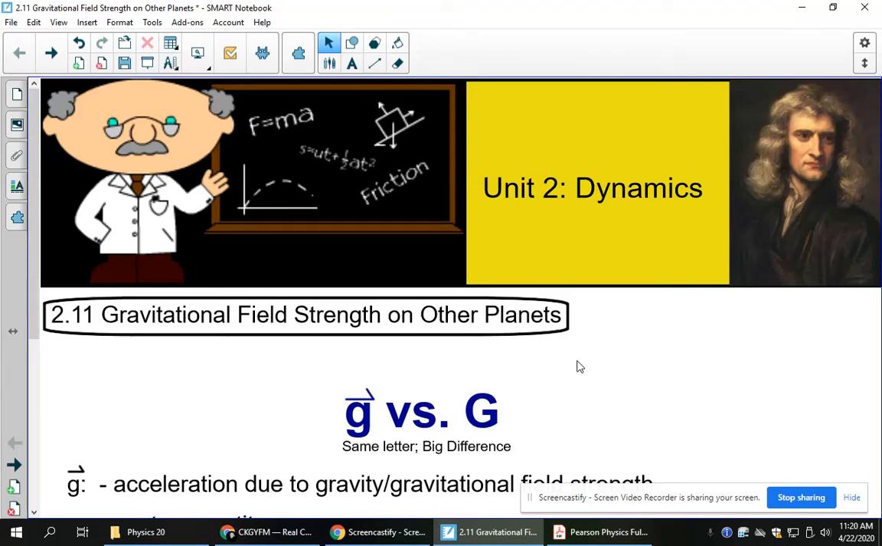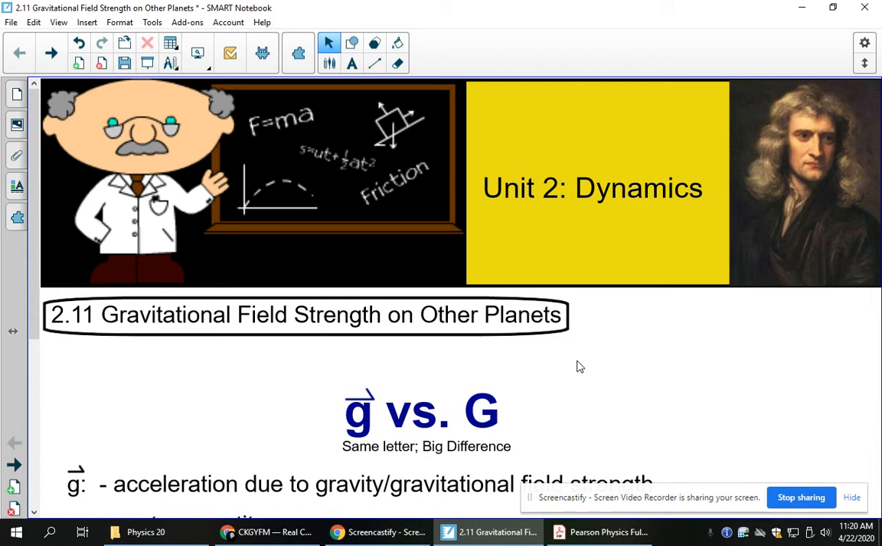Hi guys, today's lesson is 2.11 on gravitational field strength on other planets. So let's review first the difference between little g and big G. Same letter, but a really big difference when we're looking at them. Little g has a vector on top of it.